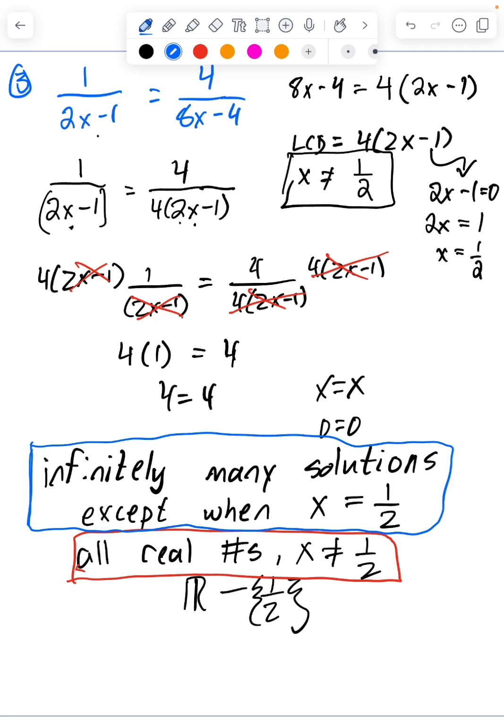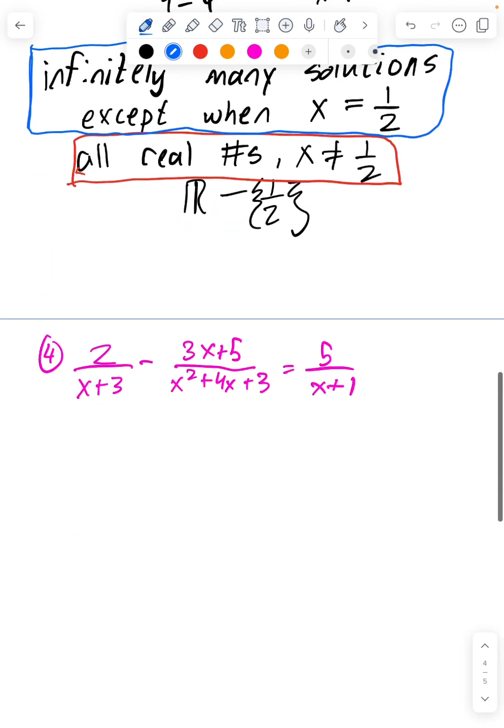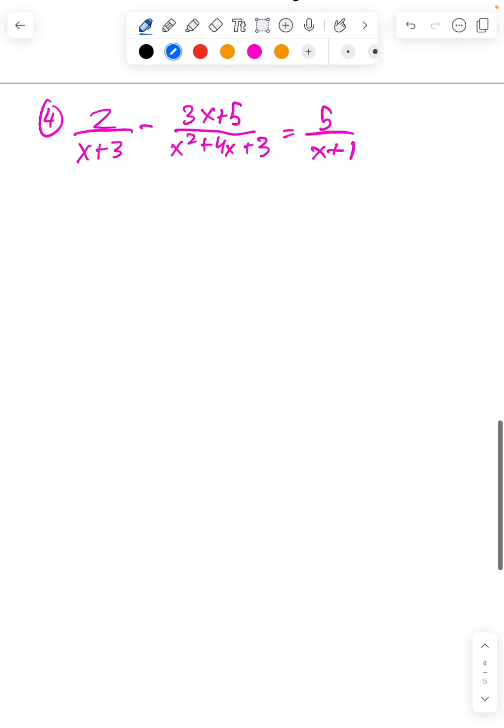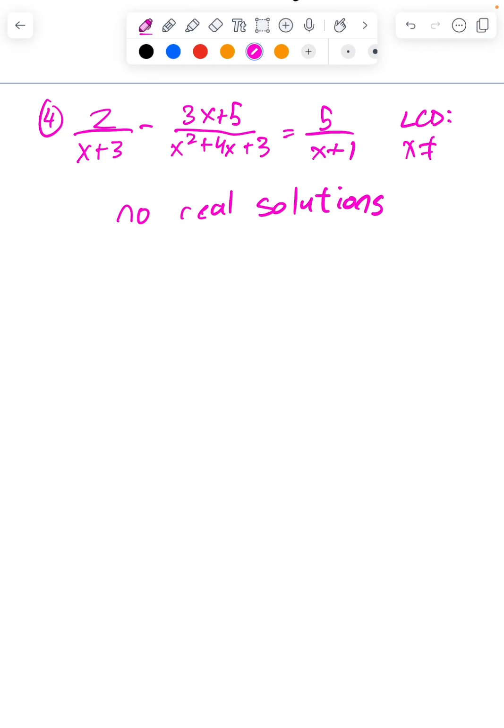Now, I want you to take a look at this example over here. Why don't you pause the video and work this out? Find the LCD, find what x can't be, and solve it yourself. The solution for this one is no real solutions, no complex solutions either. So this one has no solutions whatsoever.